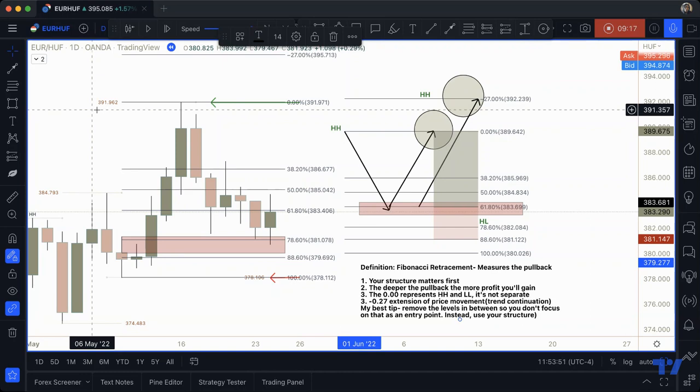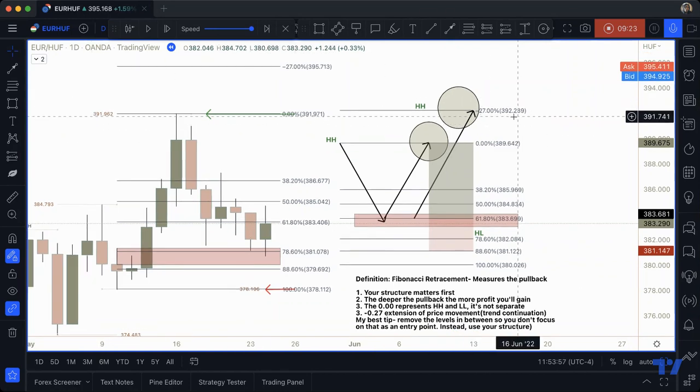Okay. Now, the negative 27 extension is trend continuation. And what this means is some people will actually have an extended target. I know I do, to the negative 27 here, or yours may say negative 0.27. Same numbers, it's just different decimal places. Math classes, okay? It's just different decimal places, same numbers, okay?